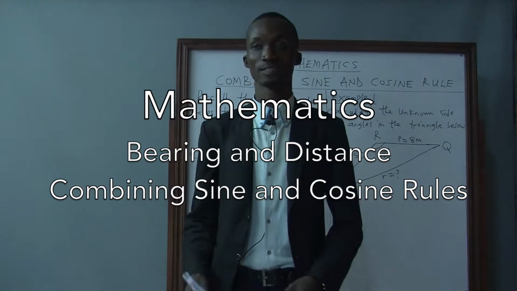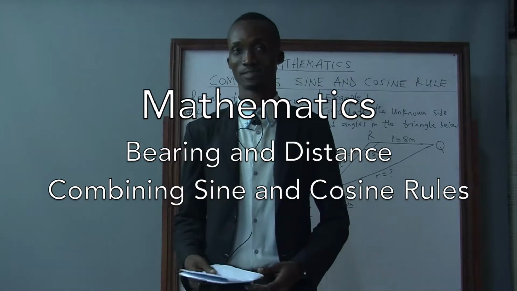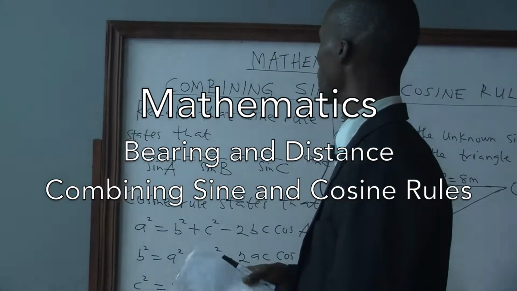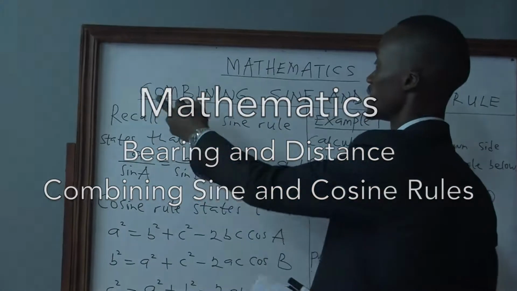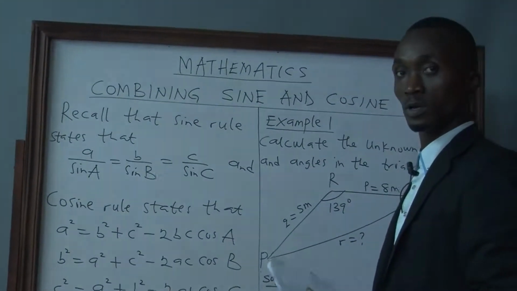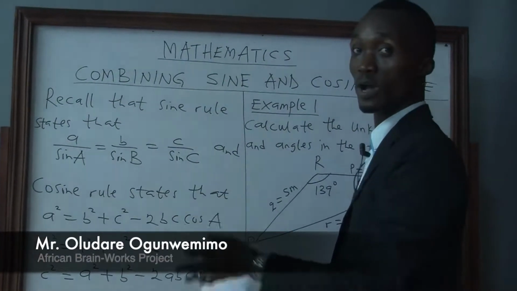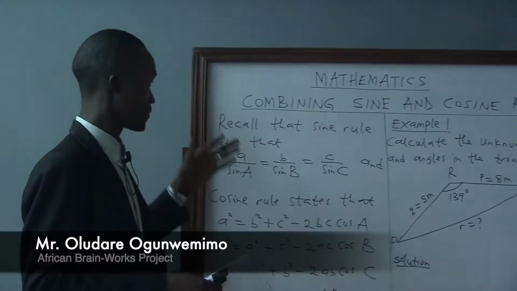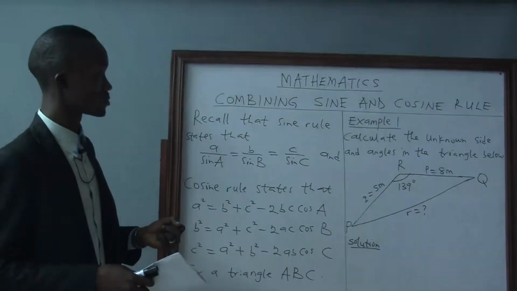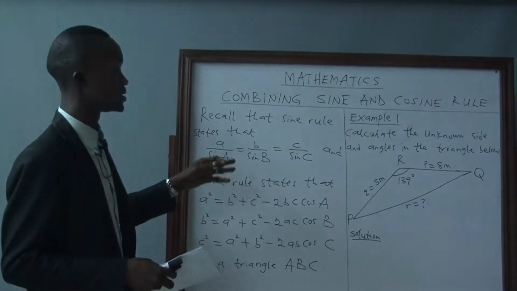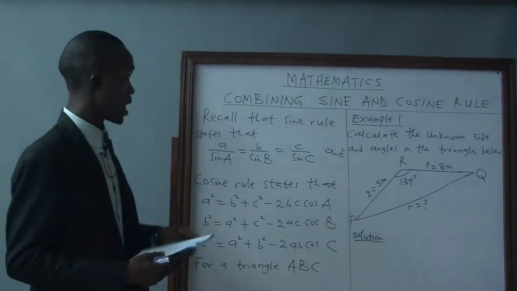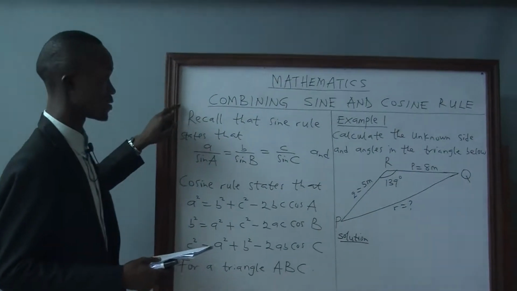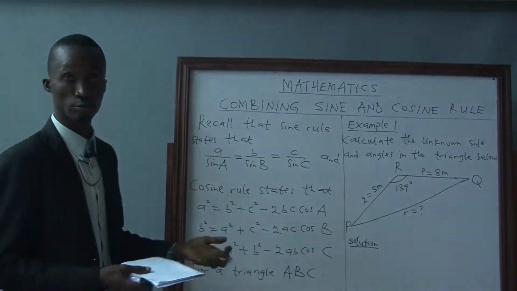Welcome to another lesson on bearing and distance. Today we are looking at the subtopic combining sine and cosine rule. We'll be looking at cases where we have to combine sine and cosine rule to solve a question on triangles and bearing and distance. And before we proceed, we need to quickly remind ourselves of sine rule and cosine rule.